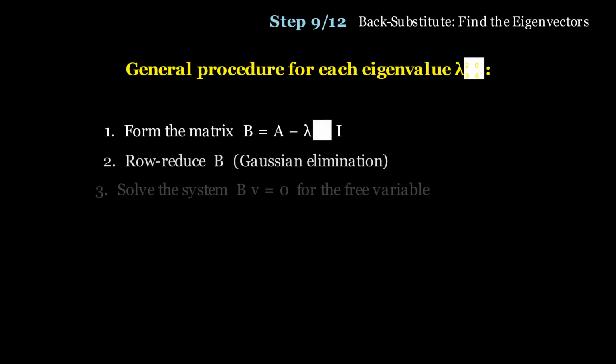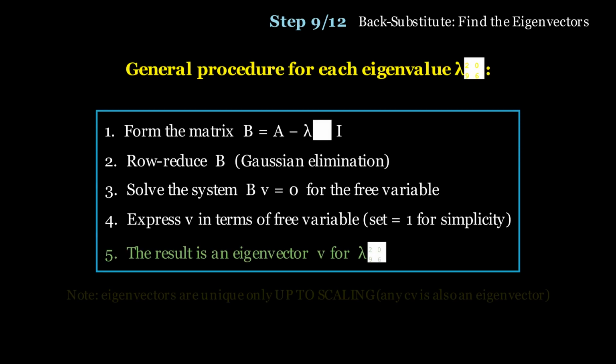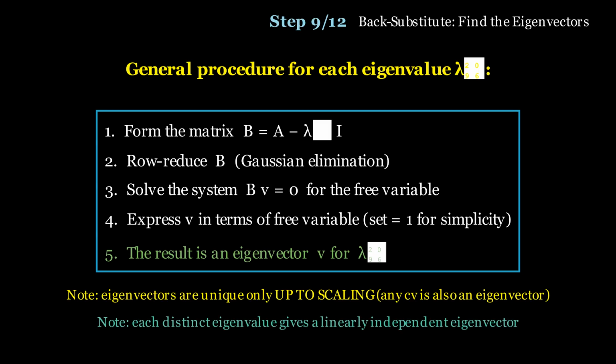Step 9. Once we have the eigenvalues, we find the eigenvectors. For each eigenvalue lambda k, form the matrix A minus lambda k times I, row reduce it, and solve the homogeneous system. There will always be at least one free variable. That is guaranteed because the determinant is 0, so the system is underdetermined. Setting the free variable to 1 gives us a concrete eigenvector. Remember, eigenvectors are not unique. Any non-zero scalar multiple of an eigenvector is also an eigenvector.